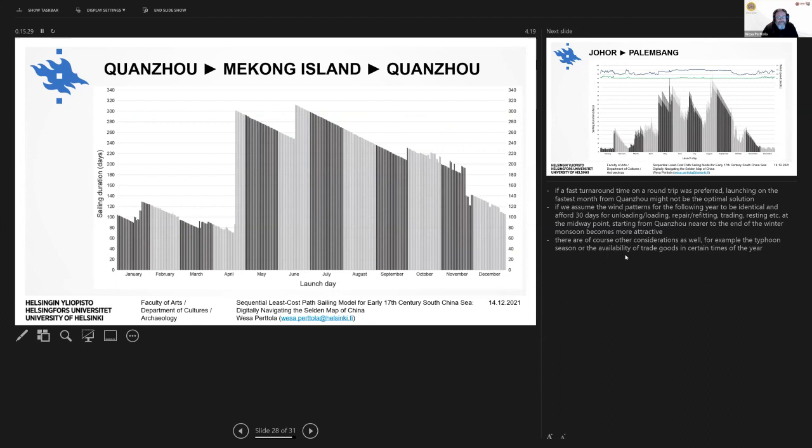If a fast turnaround time on a round trip was preferred, launching on the fastest month from Zhuangzhou might not be the optimal solution. If we assume the wind patterns for the following year to be identical and afford 30 days for unloading, loading, repair, refitting, trading, resting, etc. at the midway point, starting from Zhuangzhou nearer to the end of the winter monsoon becomes more attractive. There are, of course, other considerations as well, for example, the typhoon season or the availability of trade goods in certain times of year.